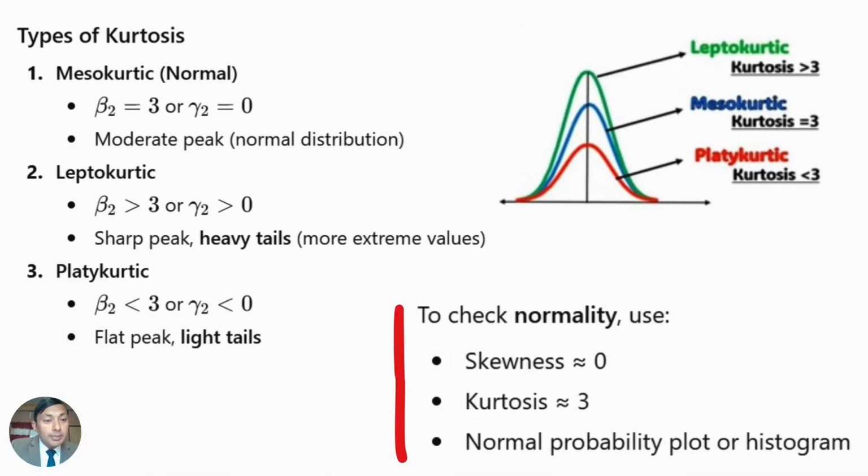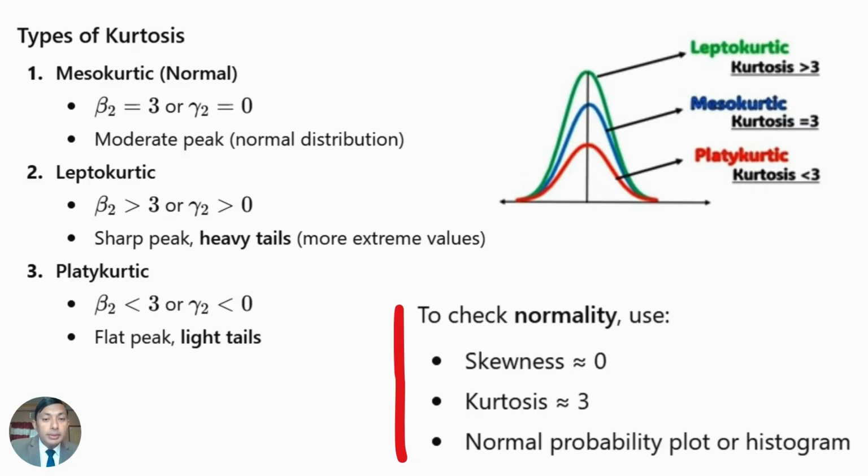Now, moving to the next slide. There are types of kurtosis. First, let's discuss mesokurtic. In this mesokurtic, we find the moderate peak, a normal distribution. In leptokurtic, we find a sharp peak, with more extreme values. And in platykurtic, we find a flat peak or light tails. To check normality, we use values like skewness, kurtosis, and a normal probability plot or histogram.